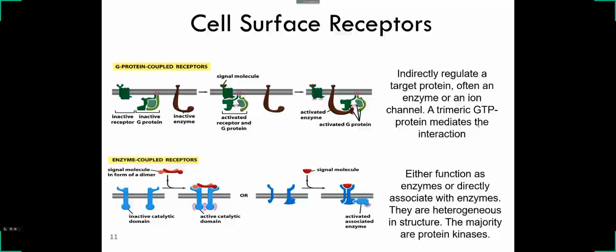For the enzyme-coupled receptors, usually their hormones act as dimers. This causes dimerization of these receptors. They have an active catalytic domain, which usually cross-phosphorylates or self-phosphorylates. And then this goes on to drive a signaling cascade. Usually, these enzyme-coupled receptors function as enzymes or directly associate with enzymes, and they are heterogeneous in structure.